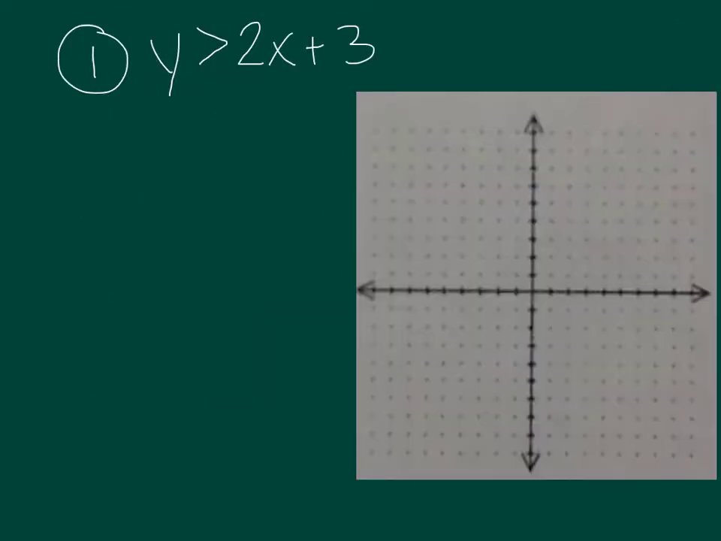So number one, if I was to graph y is greater than 2x plus 3, I would see that this is in slope-intercept form, and that my slope is 2 and my y-intercept is 3. So I would start with my y-intercept, which is 3, and put a point. Then I would use the slope of 2. It's really 2 over 1, so I'd go up 2 and over 1. And you could do that a couple times.